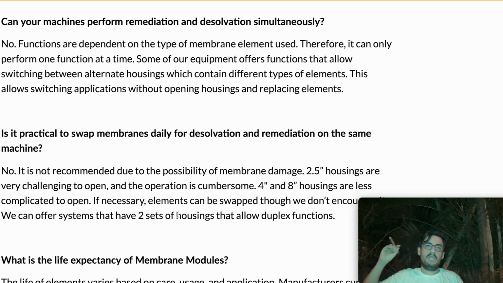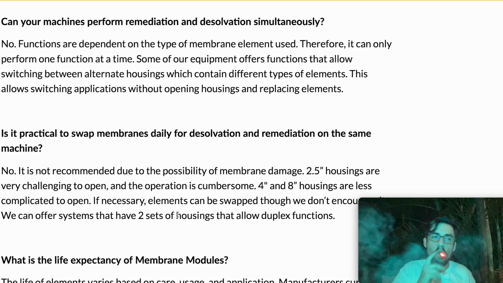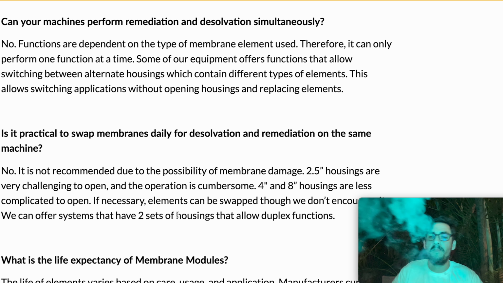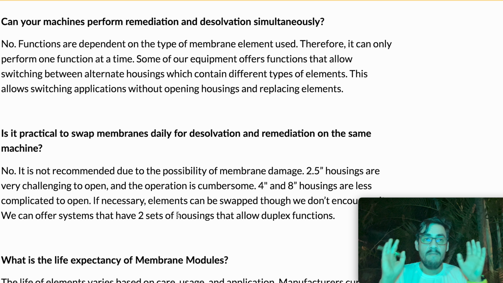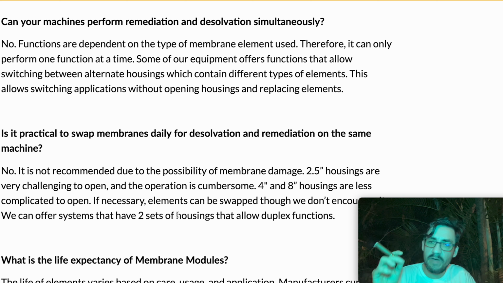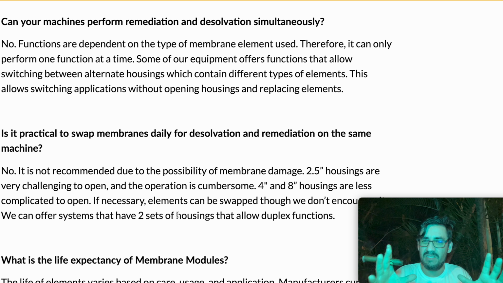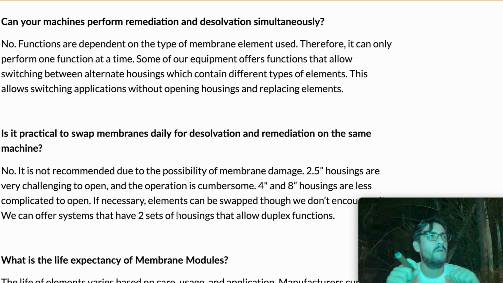So, can your machines perform remediation and desolvation simultaneously? No. No, you can't. The cool thing about our machines is that the function is not performed by the machine itself. It's the membrane that does the work.